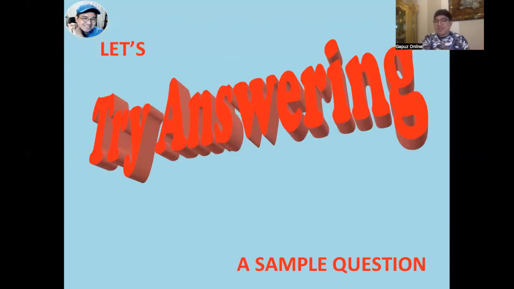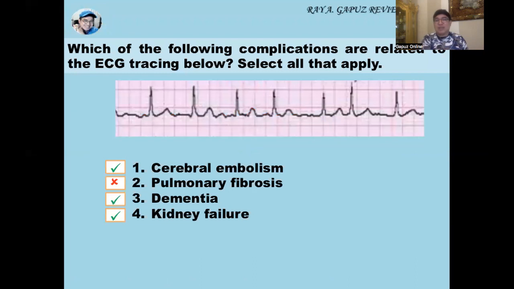Now, let's try answering the sample question that we had a while back. Which of the following complications are related to the ECG tracing below? Select all that apply. So we have cerebral embolism, yes. Pulmonary fibrosis, no. It has to be pulmonary embolism. We differentiated that. And then dementia, yes. Remember, vascular dementia could result from stroke, and then kidney failure.